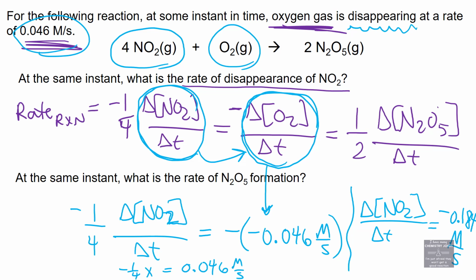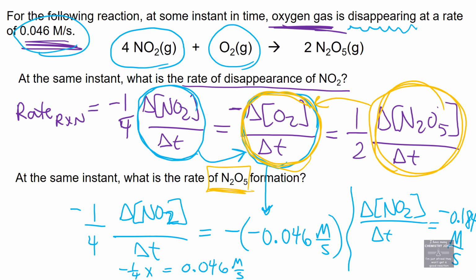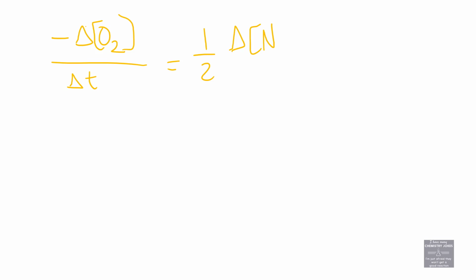But let me read the next question. At the same instant, what's the rate of N2O5 formation? So they gave us O2 in the question sentence, and now they're asking us for N2O5. So on the next slide, we're going to put N2O5 and O2 set equal to each other and solve for N2O5. I could use my previous results, the part A answer that I got, but I trust the number that was given to me in the question a little bit better than I trust myself with math, because I do make math mistakes. So I'm going to use what they gave me, and that's why I'm setting it to O2.